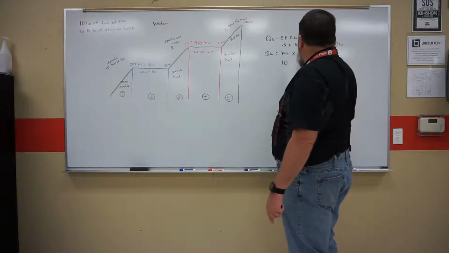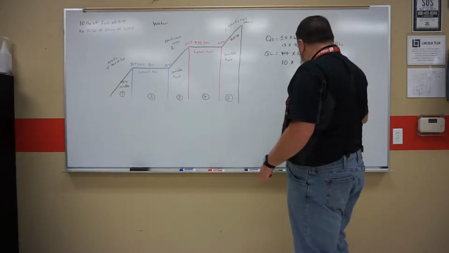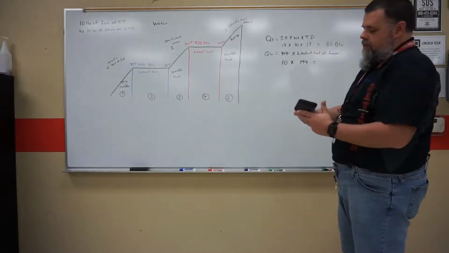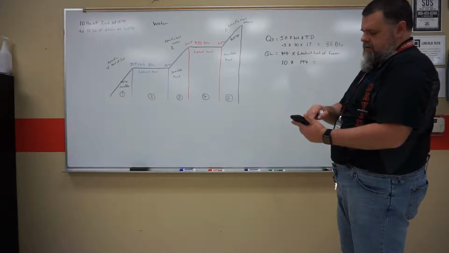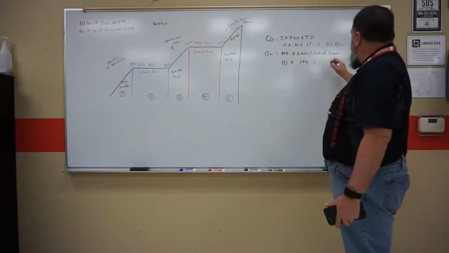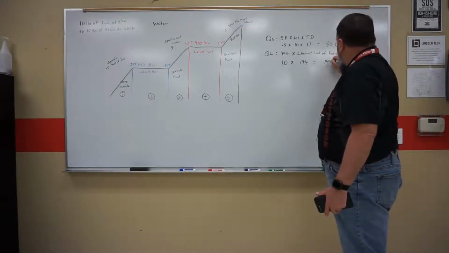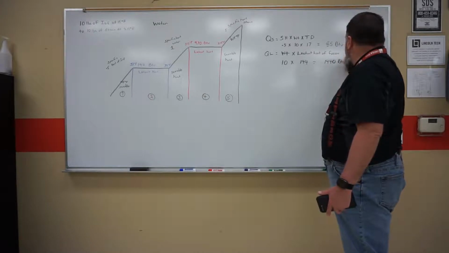And latent heat of fusion is 144. Let's see what we get there. 10 times 144. So we'll do that, 10 times 144. That gives us 1,440 BTUs.